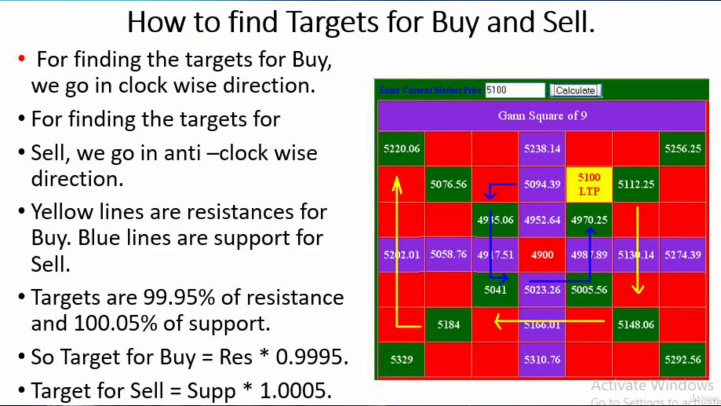How to find targets for buying and selling? In a simple example, for finding the targets, we have to move in a clockwise direction, and for getting the support levels or sell levels, we have to move in an anti-clockwise direction. That means, as you see in the picture, the yellow lines are moving in a clockwise direction, whereas the blue line is considered to be in an anti-clockwise direction.